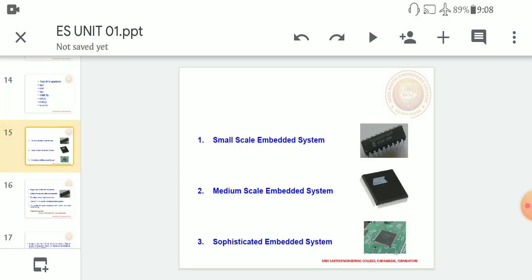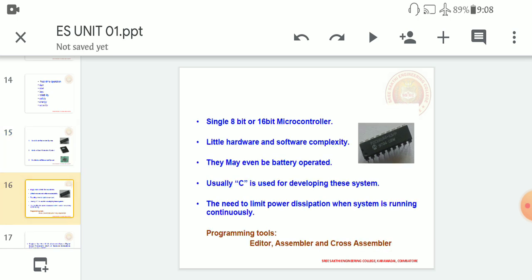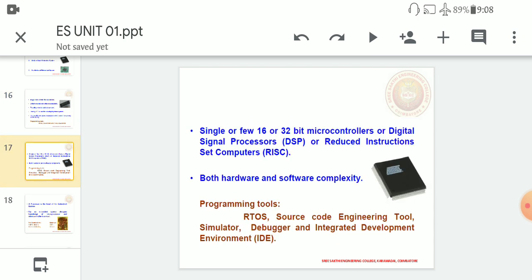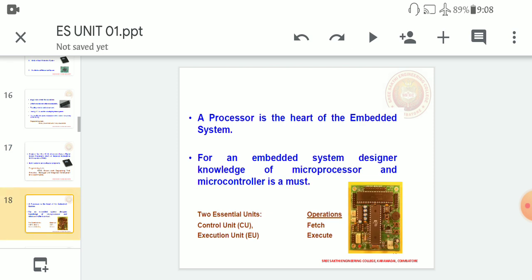Majorly, embedded systems are divided into three: small, medium, and sophisticated. This is how your microcontroller and microprocessor come into the process of an embedded system. And mostly we have a microprocessor as well as a microcontroller based on the application. Here we have two units. Here we mention the processor. The processor is the heart, and we need the processor for an embedded system.